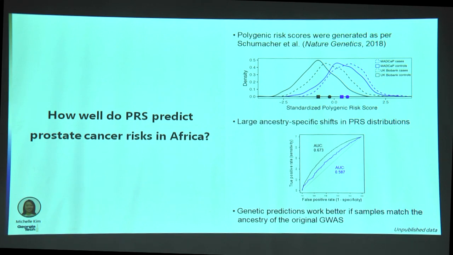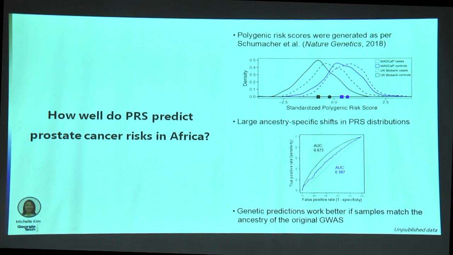Okay? And one of the problems with this is that those SNPs that are used in this polygenic risk score, they didn't come from African populations. They came from European populations, and so they're carrying that bias with them. Okay? Ideally, you would want both of these curves to be shifted to be much more overlapping.